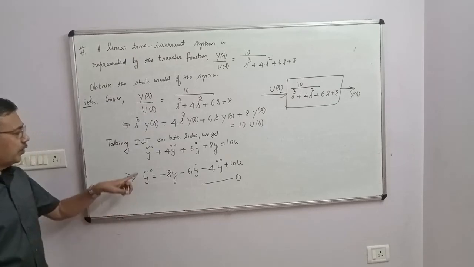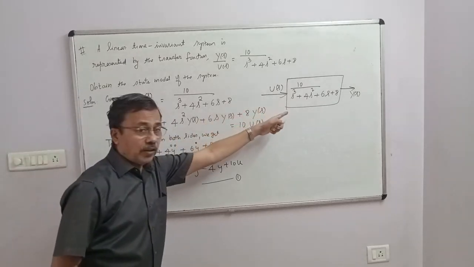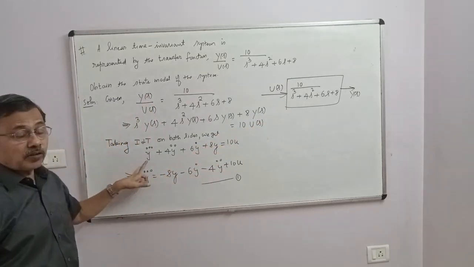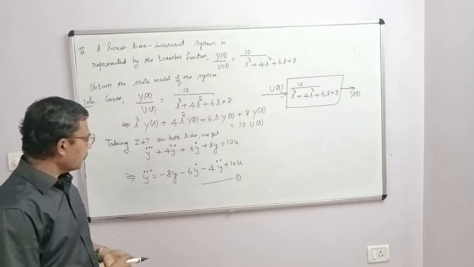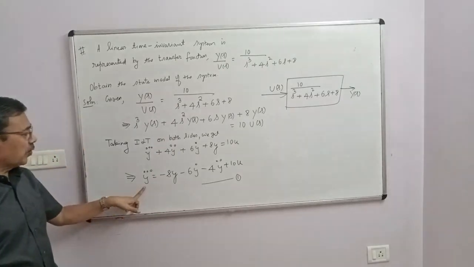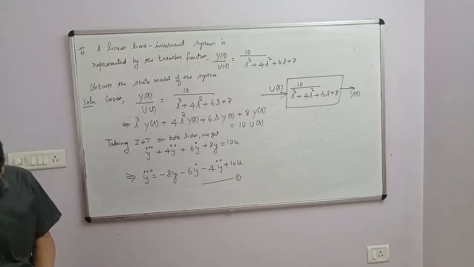What is the order of the differential equation? 3. What we have done, from the given transfer function, we have obtained the differential equation. Now I will follow the procedure I did in the first problem. How many state variables are required? 3, because the order of the differential equation is 3.